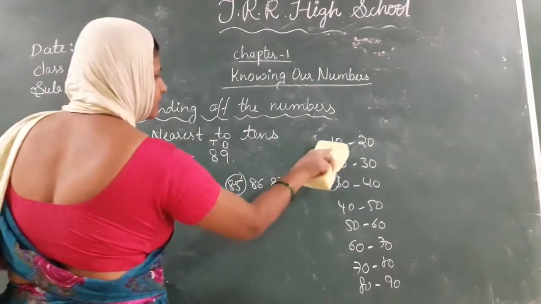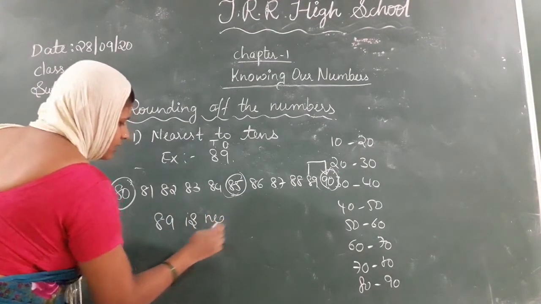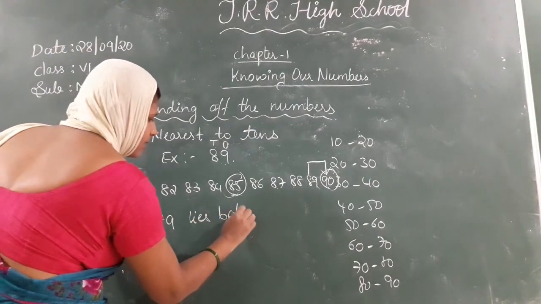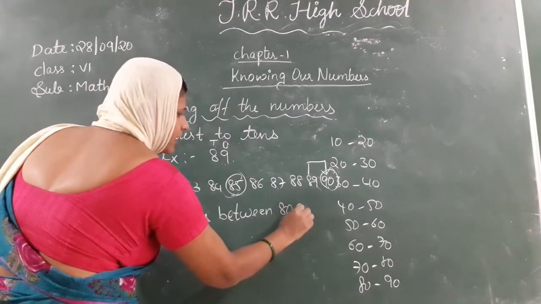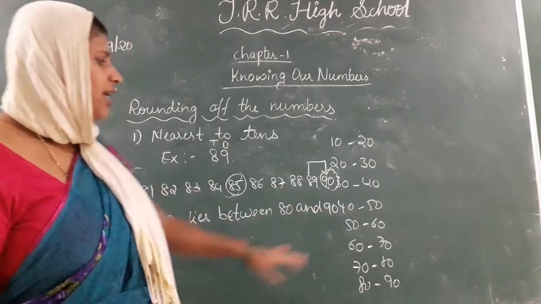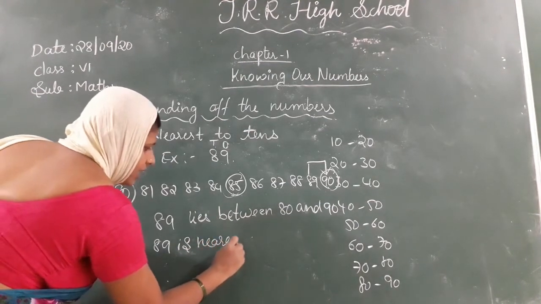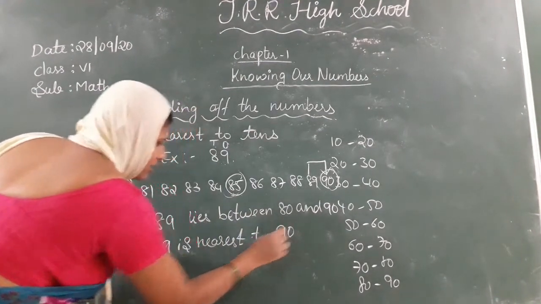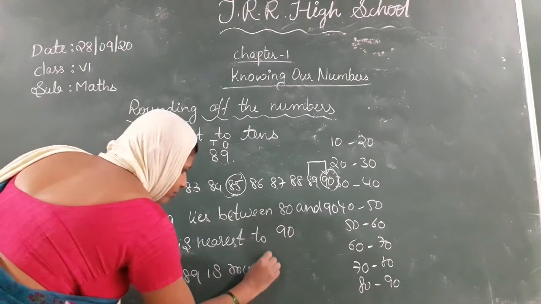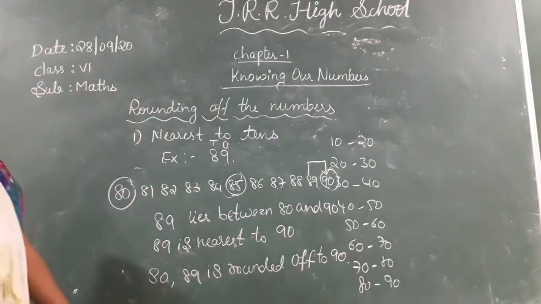How to write this? So here, 89 lies between 80 and 90. 89 is nearest to 90. So 89 is rounded off to 90. So this is how we write.